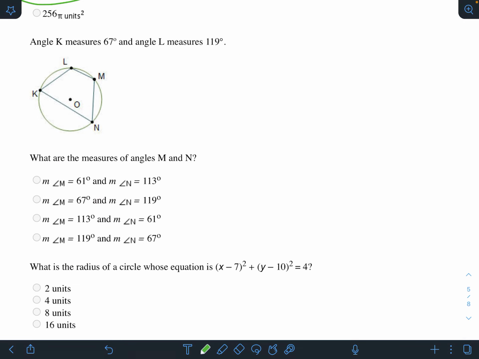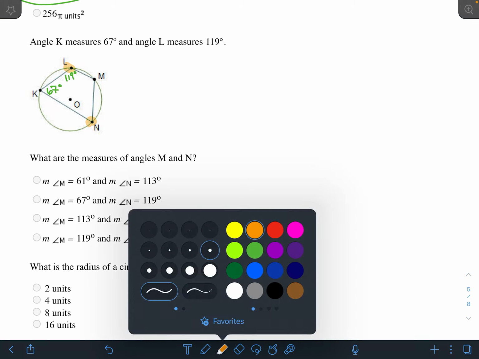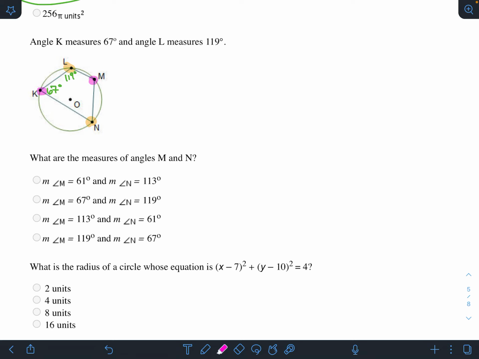Okay, angle K measures 67 degrees and angle L measures 119 degrees. So here I have 119 and angle K is 67. And again, we have a quadrilateral that is inscribed inside of a circle. So I know that the opposite angles are going to be supplementary, which means that angle L plus angle N is 180 degrees, and angle K plus angle M is also 180 degrees. Okay, now we can set up to solve.